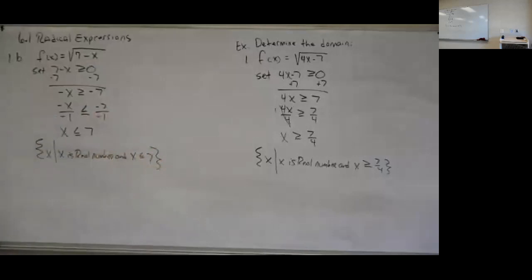Okay, so that was the second thing we were worried about on domains. We did the fractions, those were in chapter 2 or so. We did the fractions and set them equal to 0. Radicals have to be set greater than or equal to 0. Okay?